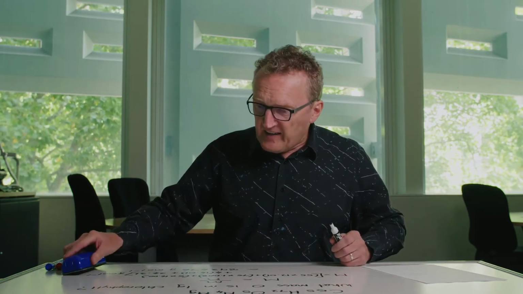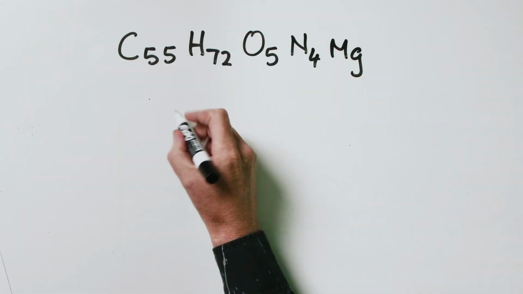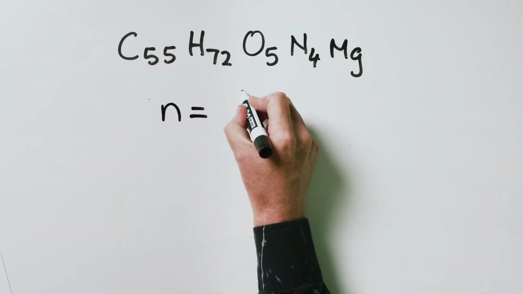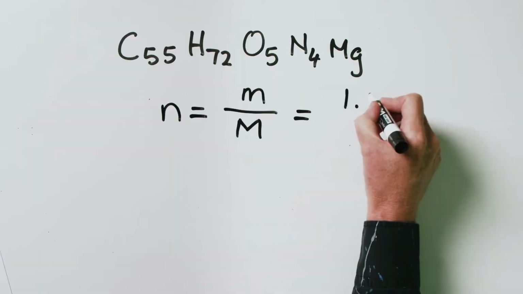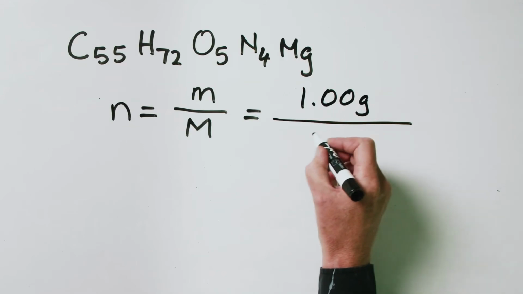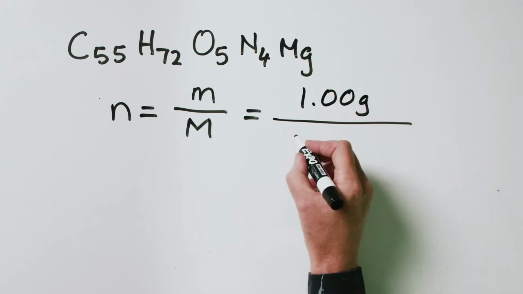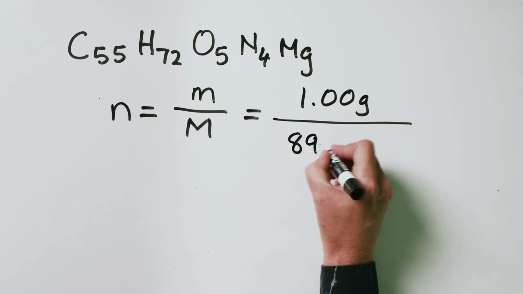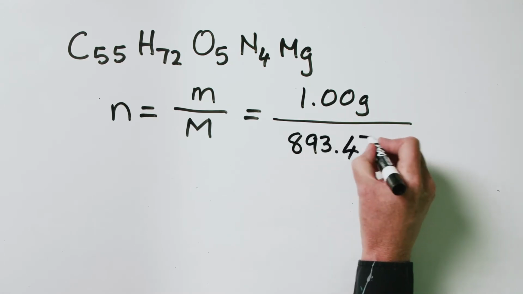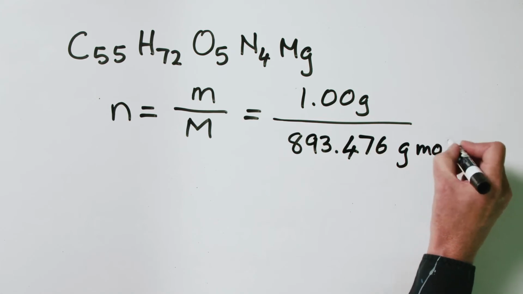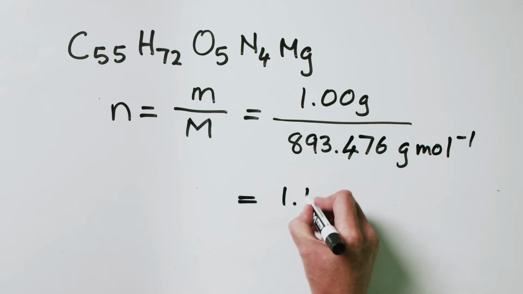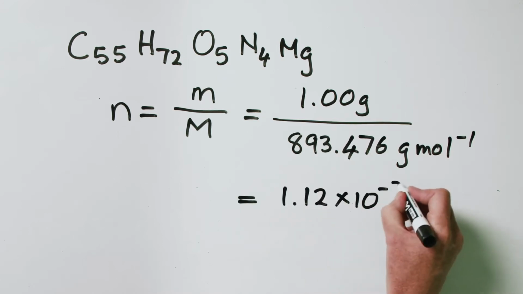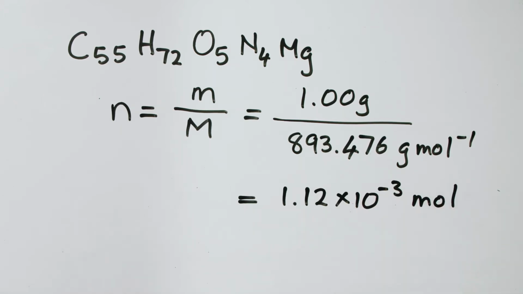So let's go ahead and do that. The number of moles of chlorophyll is going to be equal to the mass divided by the molar mass. We've got 1 gram, or to be consistent, 1.00 grams of chlorophyll. The molar mass of chlorophyll that we worked out just before, 893.476 grams per mole. And we do our calculation, and that comes out to be 1.12 times 10 to the minus 3 mole of chlorophyll.